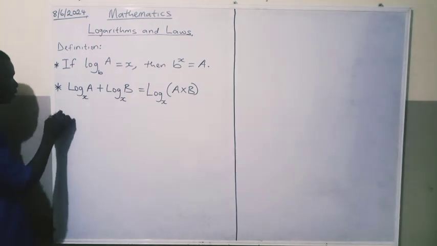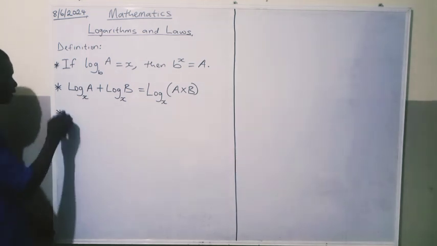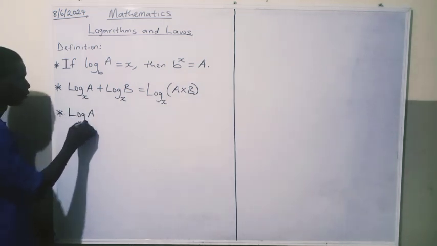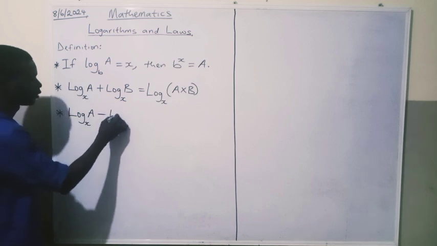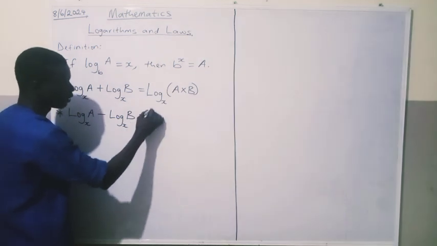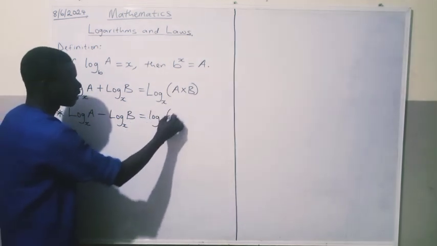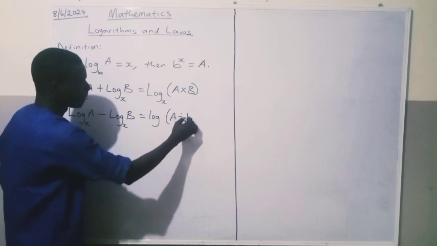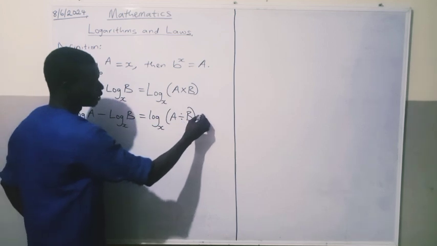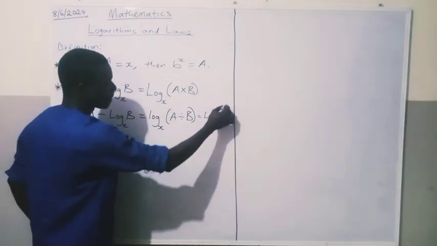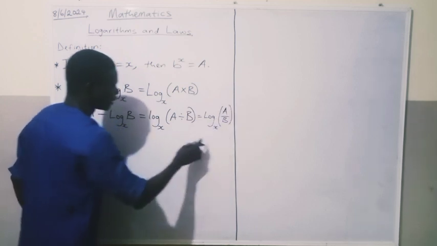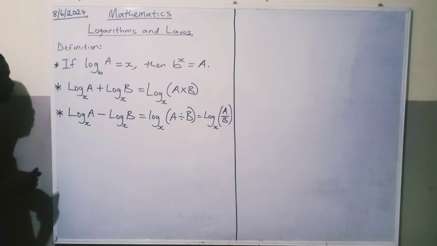Now, for the third law. It is similar to the second law, but in its own case, it's minus. So we have log a to base x minus log b to base x. Seeing that it is minus, this becomes log a divided by b, and both will be to what? Base x. And of course, this can also be written in this form: log a over b, both to base x. So they are one and the same. That's the third law of logarithm.